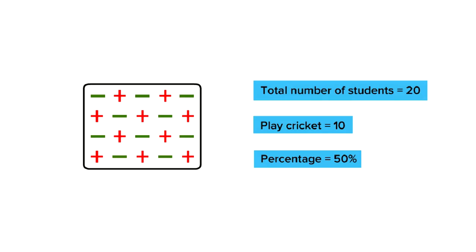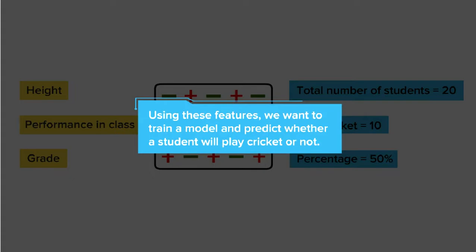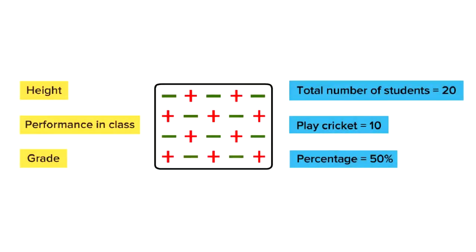Now consider that you have the following features of the students: their height, performance in class, which tells us how the students performed in the class tests, and grade, which defines the current grade of the student. Using these features, we want to train a model and predict whether a student will play cricket or not. If you look, this data is available to us.